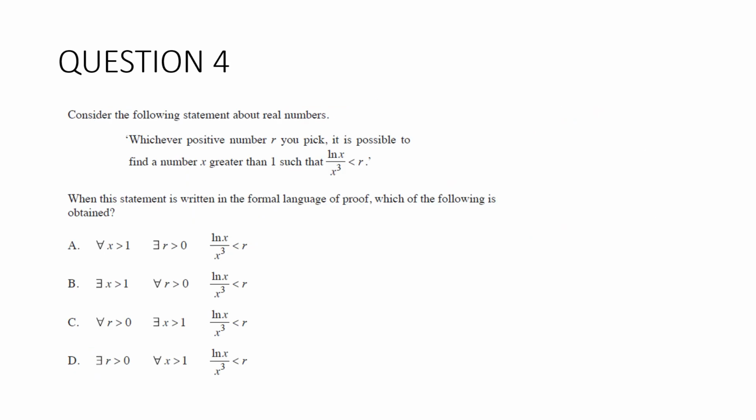Question 4, consider the following statement about real numbers. Whichever positive number r you pick, it is possible to find a number x greater than 1 such that ln x over x cubed is less than r. When this statement is written in formal language of proof, which of the following is obtained? Okay, whichever positive number r you pick, so that means for all positive numbers. It is possible to find means there exists a number x greater than 1 such that ln x over x cubed is less than r. Okay, where is that? That is C.